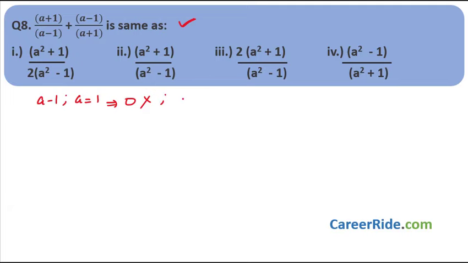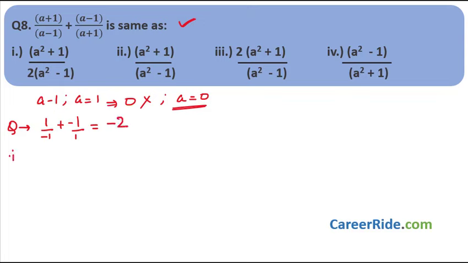So I'll assume my a to be 0. Okay, this is even easier. Let us try to place a is equal to 0 in the expression given in the question first. So what do I have? I have 1 upon minus 1 because a is 0, plus minus 1 upon 1. This is equal to minus 2. This is the value I'm looking for actually.